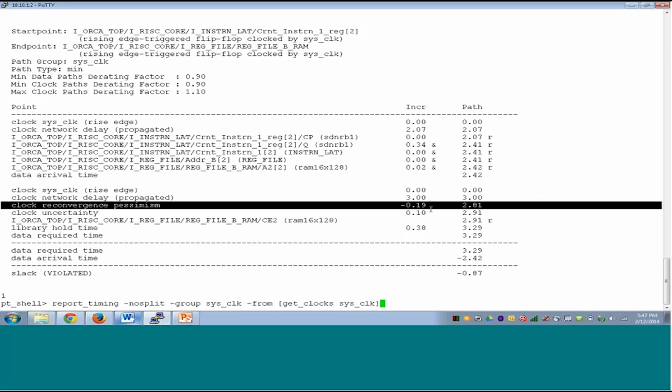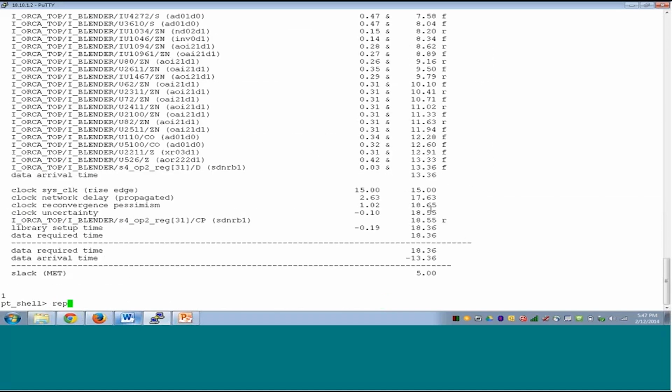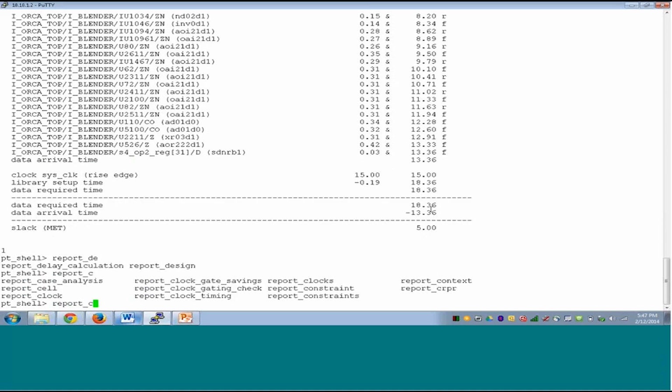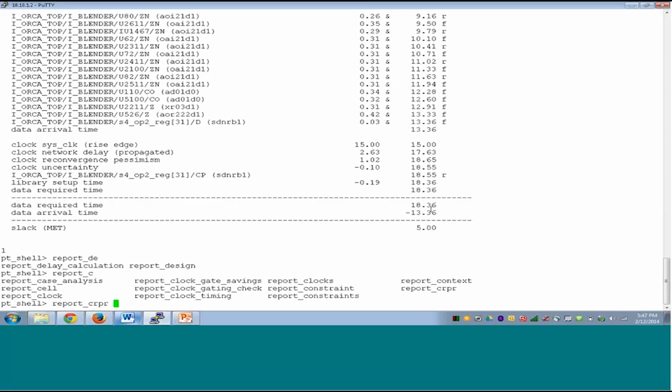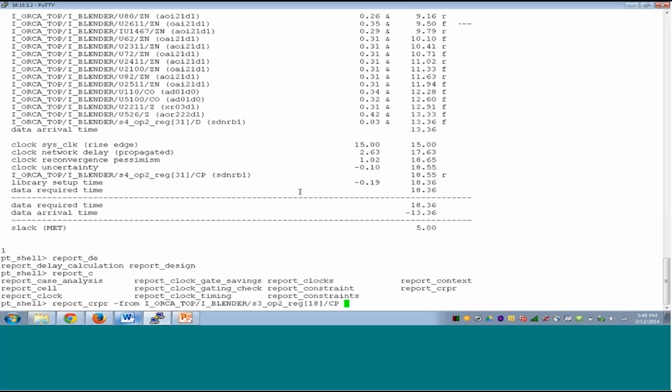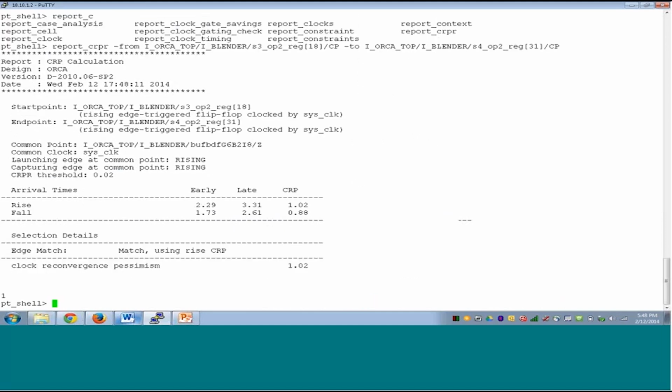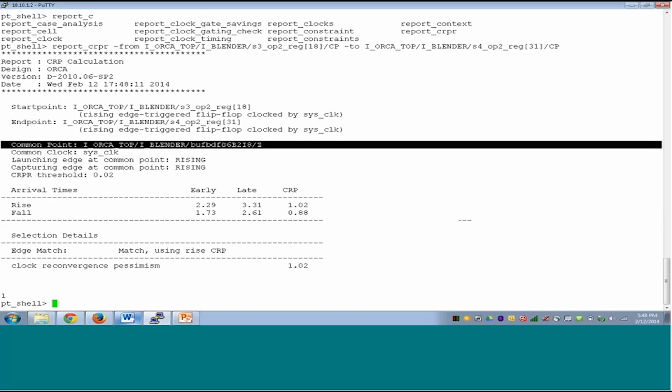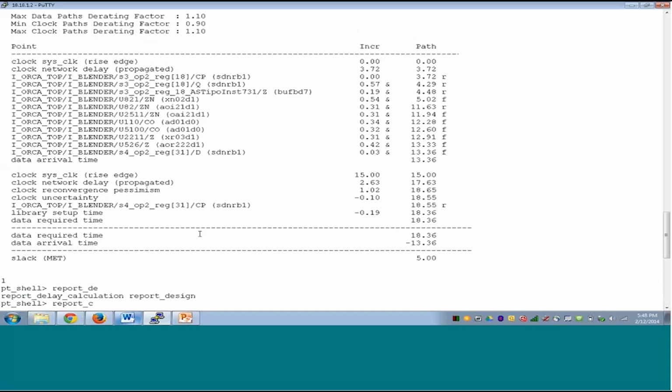Let's go back to the setup report. Now let me give you something else. Report delay calculation. This is a report CRPR command. I can say report CRPR from. Now CRPR is between clocks, so you can do this and to this. Any two launch and capture, you can do a report CRPR, and it will now tell you something. It will tell you first what is the common point, and does it also report the common point using something?